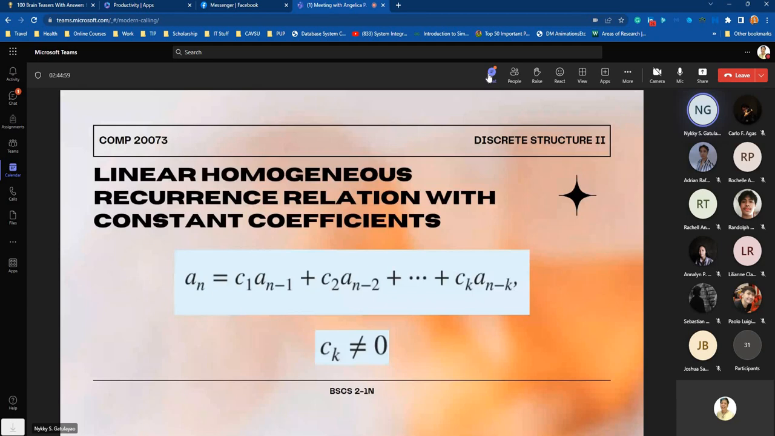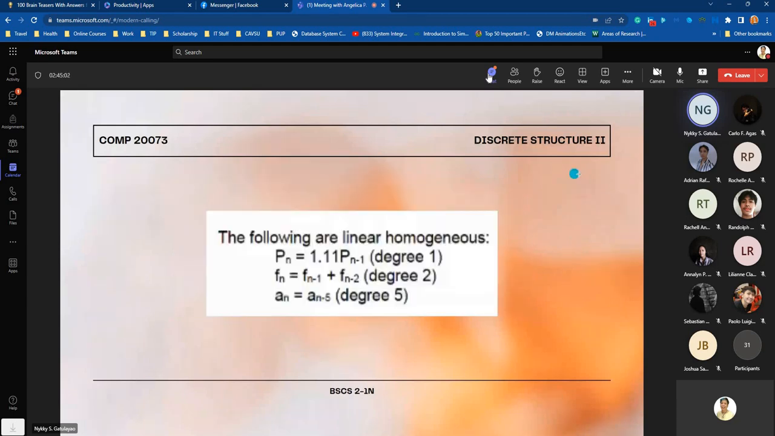So let's have an example so you can see the difference between linear homogeneous and not linear homogeneous. You can see on the screen that all of these are examples of linear homogeneous with constant coefficients. Like P_n = 1.11 P_{n-1}, it has a constant coefficient and degree 1. The second one is the Fibonacci sequence, which is degree 2. You can tell the degree from the subscript at the end. And the third one is a_n = a_{n-5}. The highest number you subtract from n on the right-hand side is basically the degree, so it is degree 5.